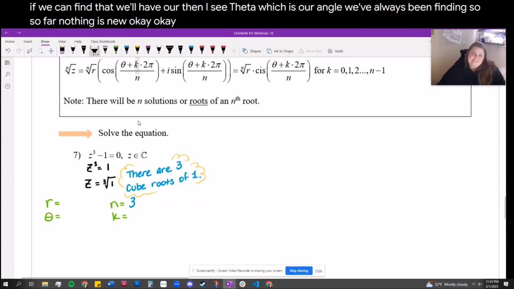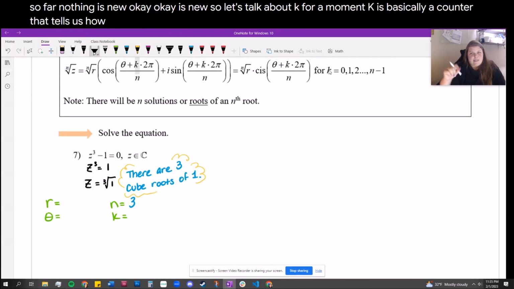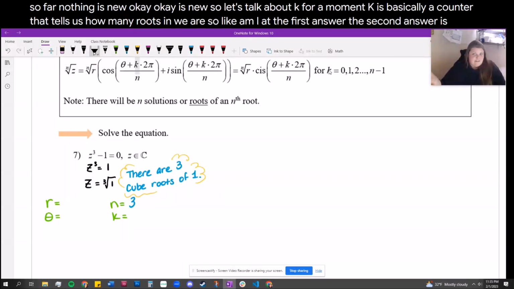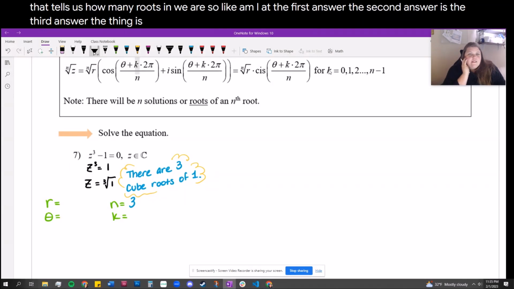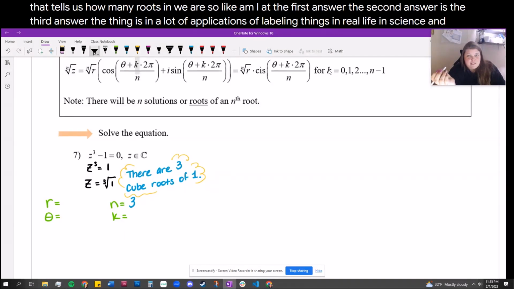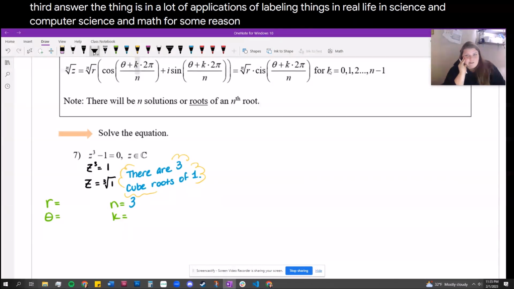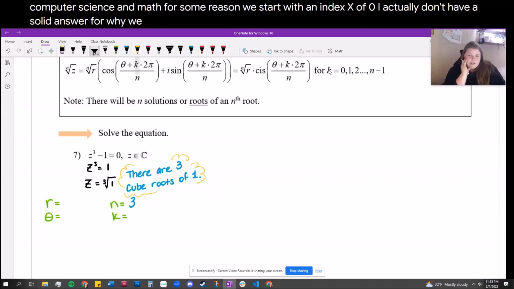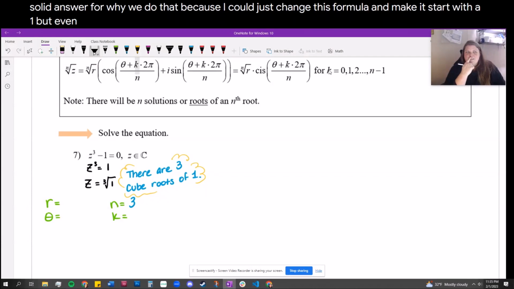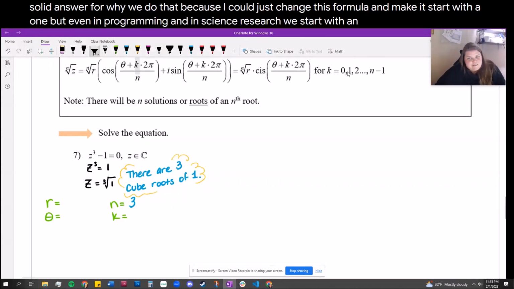k is new. k is basically a counter that tells us how many roots in we are. So like, am I at the first answer, the second answer, the third answer? The thing is, in a lot of applications of labeling things in real life, in science, in computer science, in math, for some reason we start with an index of 0. I actually don't have a solid answer for why we do that, because I could just change this formula and make it start with a 1. But even in programming, we start with an index of 0.